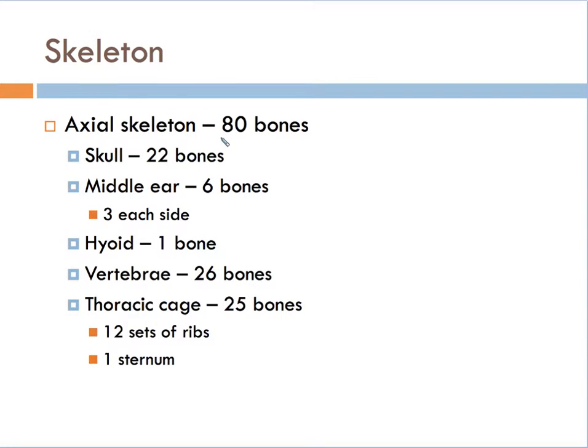So your exoskeleton is composed of 80 bones. You have 22 in the skull, 6 in the ear. You have 1 hyoid bone. You have 26 vertebrae. And you have 25 in your thoracic cage. You have 12 sets of ribs. And you have 1 sternum. So 12 on the left, 12 on the right. And 1 sternum to be your 25 there. So there's 80 total in your exoskeleton.